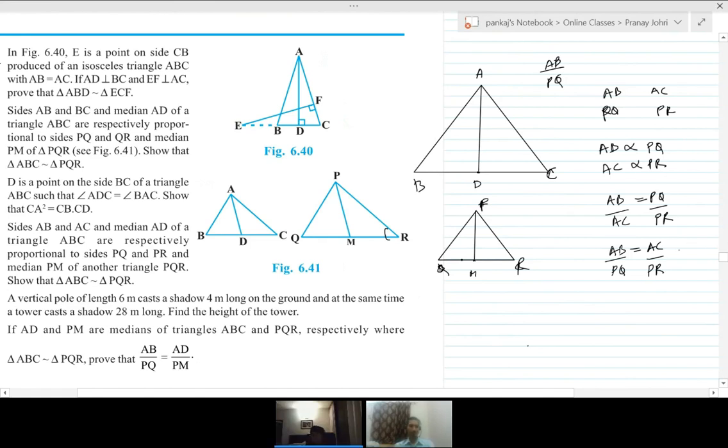This also, AD by PM. It is drawn, I guess. No, it's different. AD by PM. And that's a different diagram, I think.